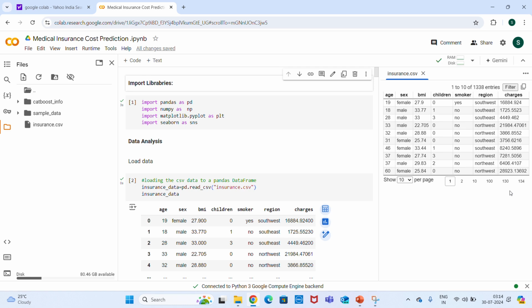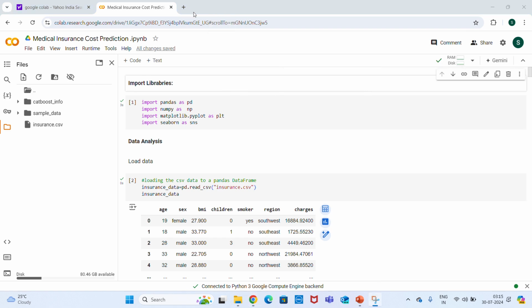Smoking, the one who smokes, yes or no. Region, the beneficiary's residence area in the US: northeast, southeast, southwest, northwest. Charges, individual medical cost billed by health insurance. So this is our insurance.csv dataset description.